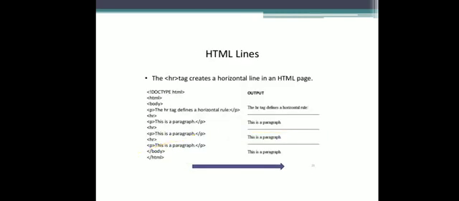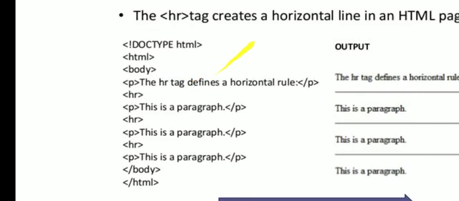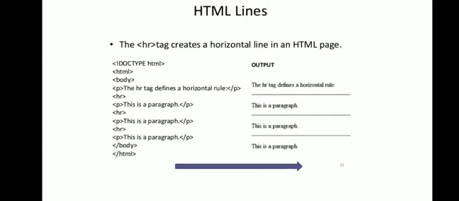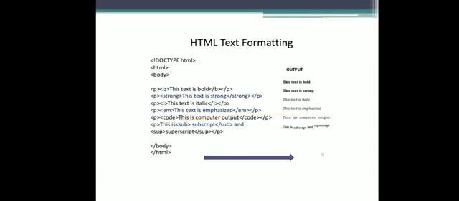Next, HTML lines. Suppose you want to enter lines after a text, you can use the paragraph and the HR. HR is nothing but the horizontal line. Suppose you want to print a line horizontally, then you can use the HR tag. So this is how the output will be displayed.